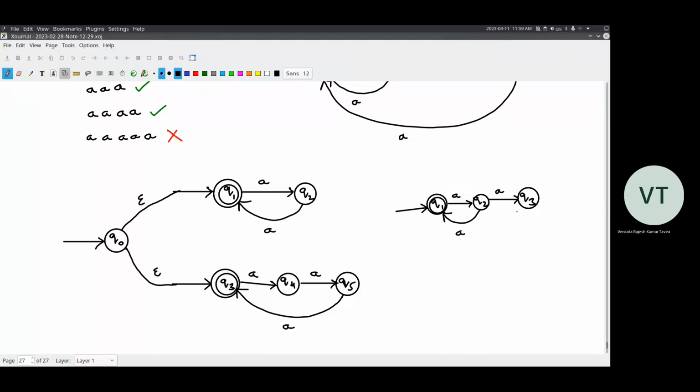Back to Q1 on A. It will accept 5 A's. Then A, again A. What if we have a separate accept state, Q4, then Q3 goes to Q4 on A, and Q4 goes to Q2 on A. You are saying I have an accept state Q4, Q3 goes to Q4 on A, and Q4 goes to Q2.